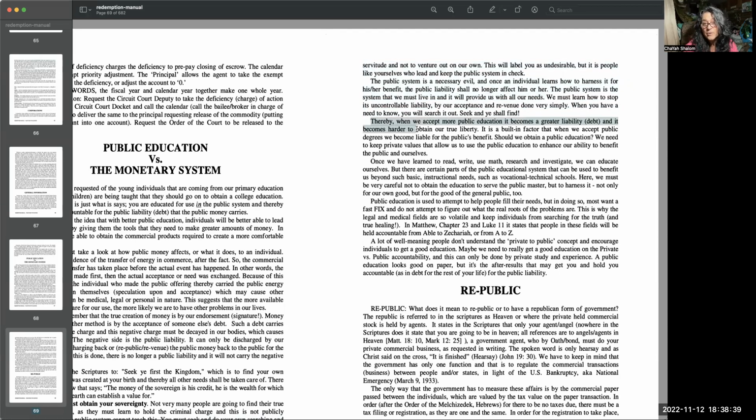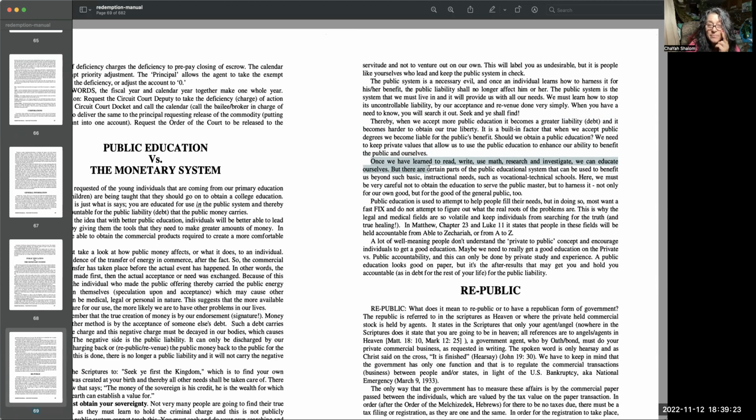Thereby, when we accept more public education, it becomes a greater liability debt, and it becomes harder to obtain a true liberty. Yeah, that's true. It is a built-in factor that when we accept public degrees, we become liable for the public's benefit. Interesting. Should we obtain a public education? We need to keep private values that allow us to use the public education to enhance our ability to benefit the public and ourselves. Once we have learned to read, write, use math, research, and investigate, we can educate ourselves.